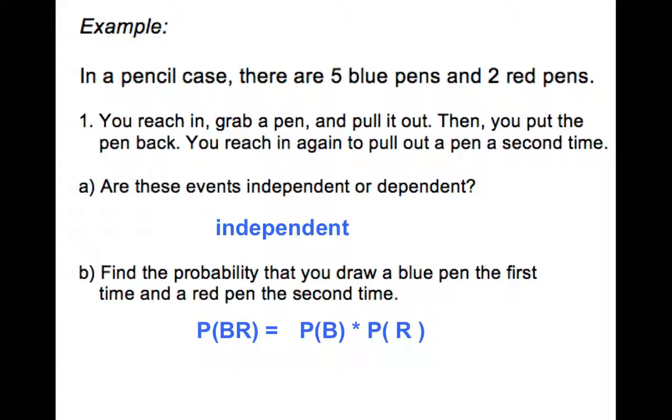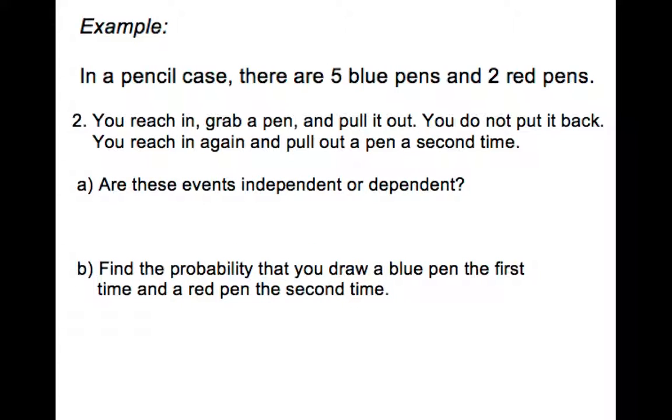We're going to use the same situation, but change it a little bit in number 2. In number 2, you reach in, grab a pen, pull it out, but this time you do not put the pen back. So the pencil case has changed after the first time you removed something. So these are definitely dependent events, because what you do the first time will change what's going to happen the second time, because the pen is not replaced. So we're looking for the probability you draw a blue pen and then a red pen.